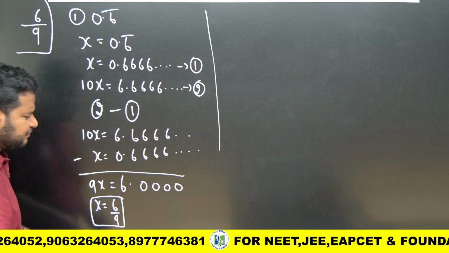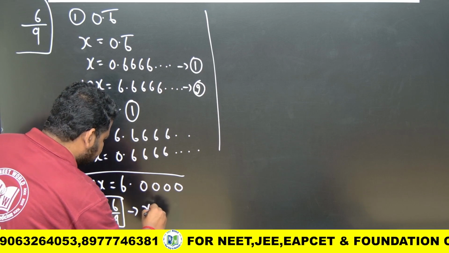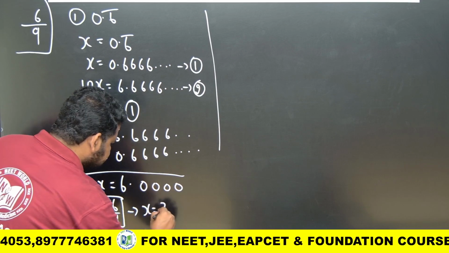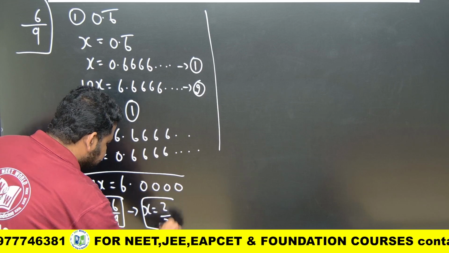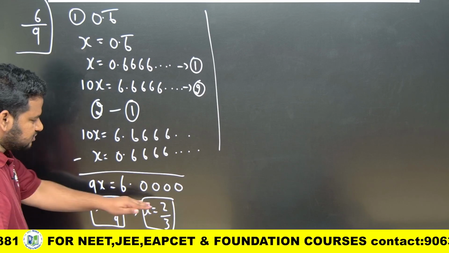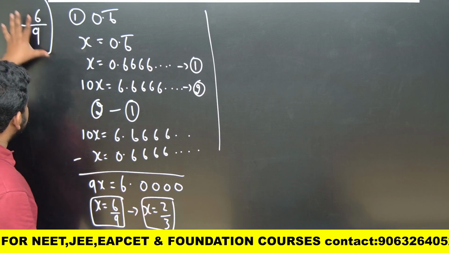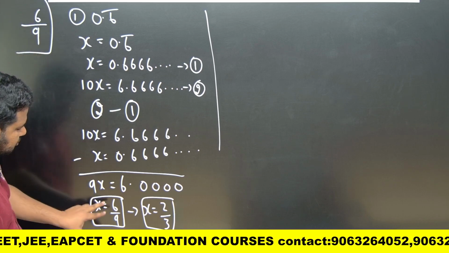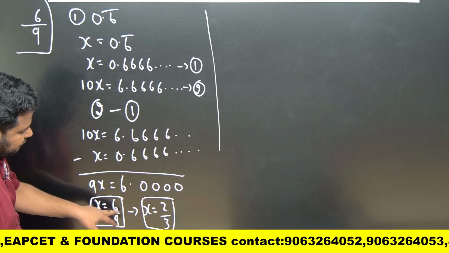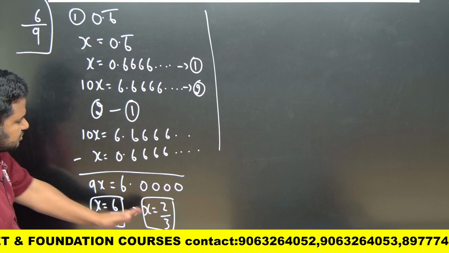Further, if you want to simplify, you can simplify. I can write x is equal to, 3 2s are 6, 3 3s are 9, 2 by 3. You can write it this way also. This answer is also fine. By the shortcut method you will get like this, and the normal method also gives this, and further you can simplify this.